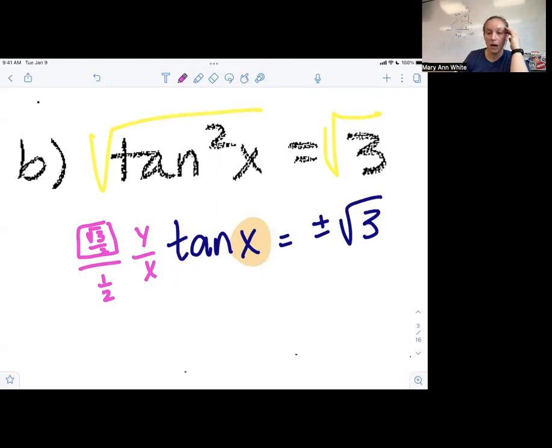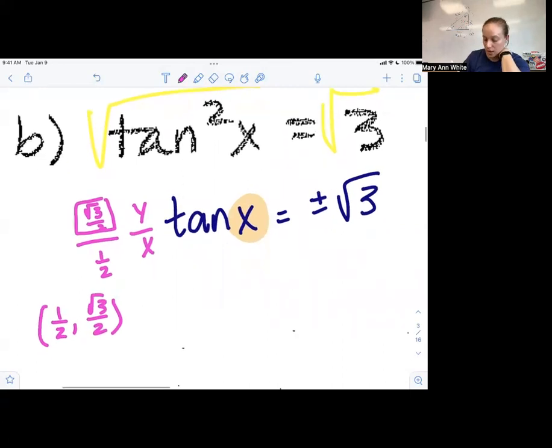Thank you. So what I'm going to do is look for the points that are 1/2 and root 3 over 2. And it can be positive or negative. So anywhere on the graph that has points 1/2 and root 3 over 2, those I remember are my 60-degree angles. And so those are my pi over 3 radians.